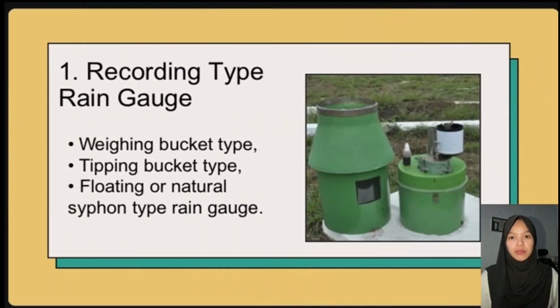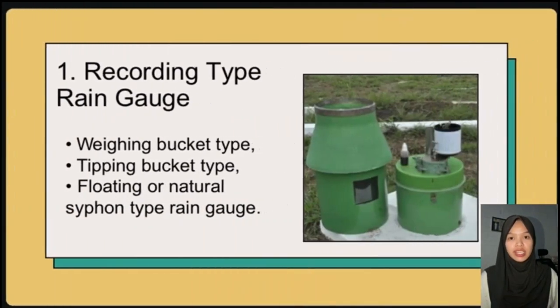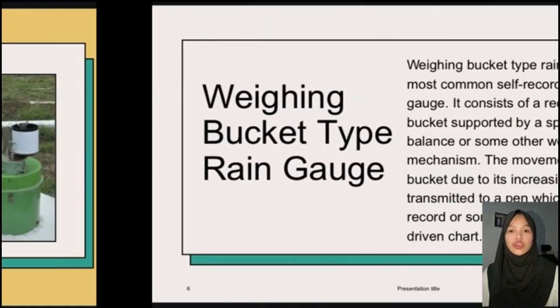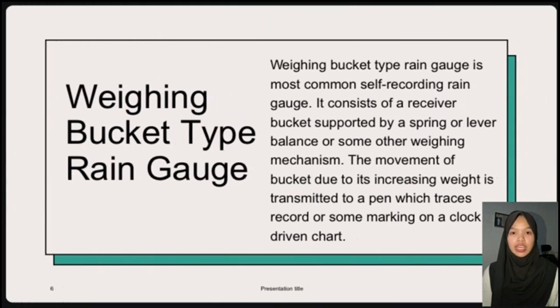So the second type of rain gauge is the recording rain gauge. If we have a non-recording we also have a recording. So from the word itself, recording means it records data automatically, so you don't have to check it day by day. So I have here 3 types of recording rain gauge. So first is the weighing bucket type of rain gauge.